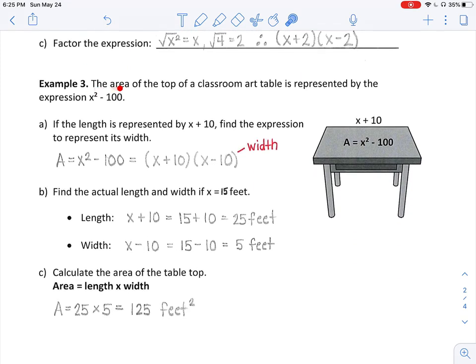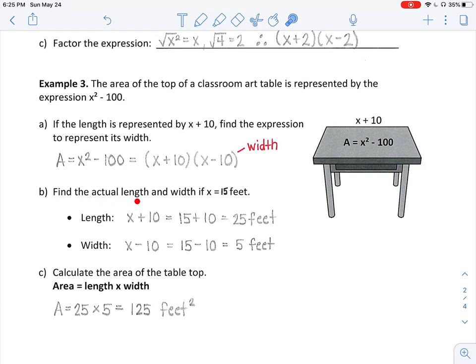Third example, the area of the top of a classroom art table is represented by the expression x squared minus 100. Okay, so that's the whole area there. If the length is represented by x plus 10, find the expression to represent its width. So the area is equal to x squared minus 100, which we know to be, if we were writing that out, x plus 10, x minus 10. Well, x plus 10 is the length, so what this means is x minus 10 has to be the width.